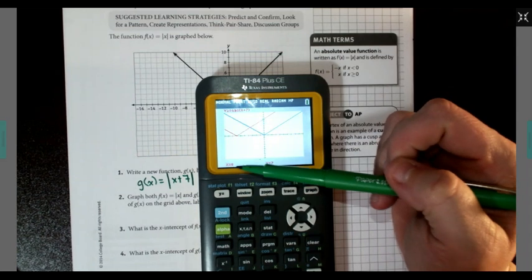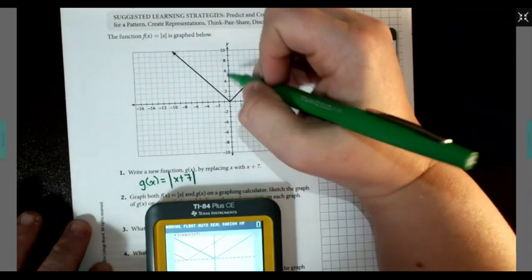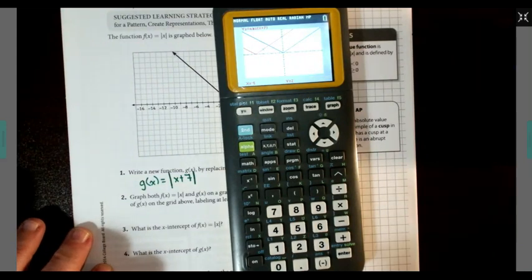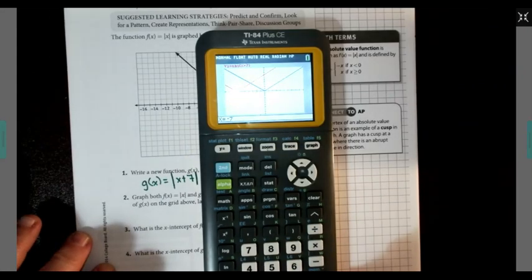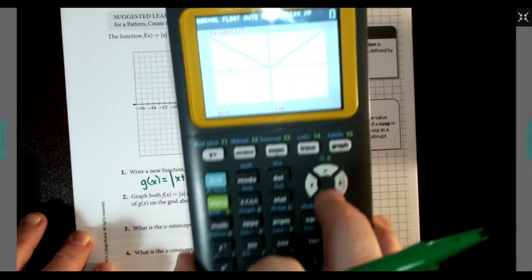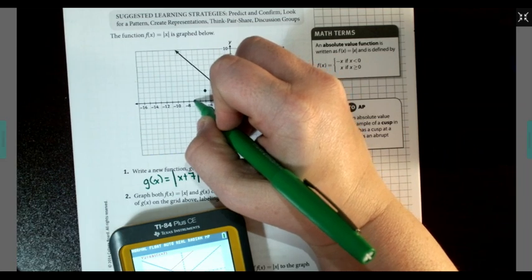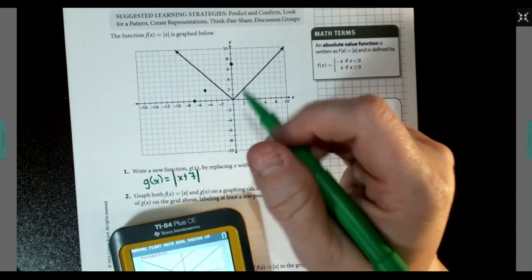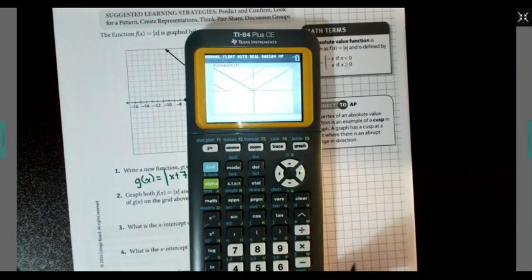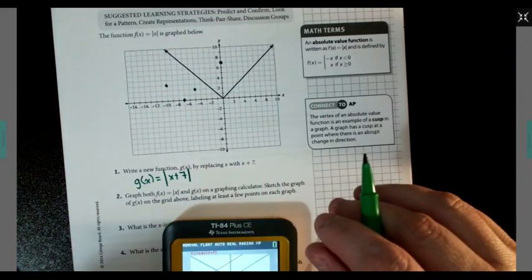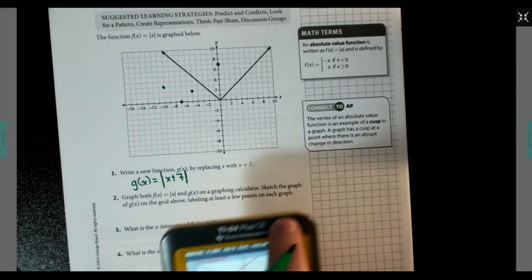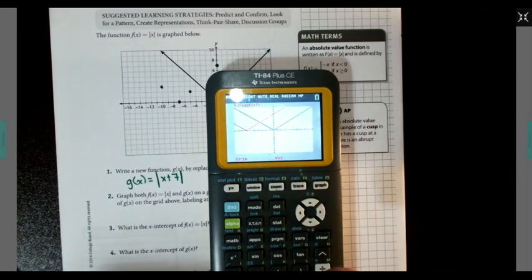I'm going to type in 0. At 0, the value is 7. Let's try negative 5. At negative 5, the value is positive 2. Okay, let's try negative 7. At negative 7, the value is 0. It wants us to give a few points, so I'm going to go to like negative 10. Negative 10 is at a positive 3. On my graph, if I put in something bigger than negative 10, it's not going to graph it for me because my window is not that big. So I'll go with negative 9 just to see where it is. It's at positive 2.